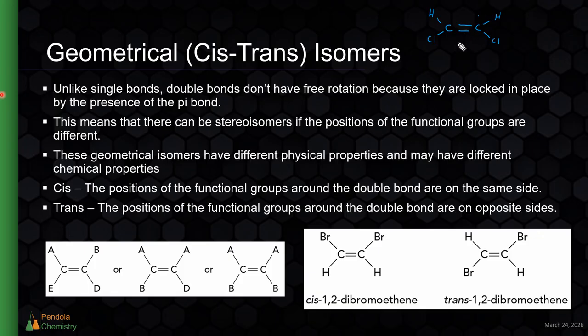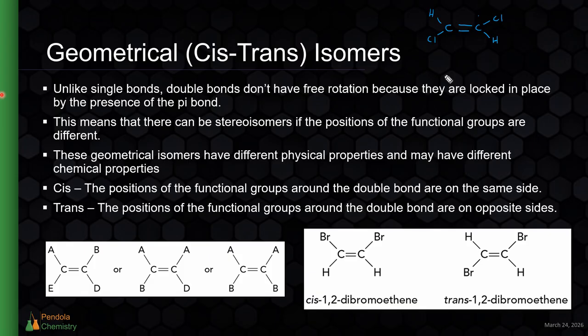Double bonds cannot rotate because of the pi bond that is created between the two carbons. If we rotate that double bond, that pi bond breaks. So what that means is that these two positions are not interchangeable. If the chlorines are both on the bottom side, they're going to stay on the bottom side. If we swap the position of one of these chlorines for the hydrogen, and we put the hydrogen on the bottom and the chlorine at the top, this chlorine and this hydrogen have no way of flipping. They have no rotation of the bond, meaning this is now a different compound.